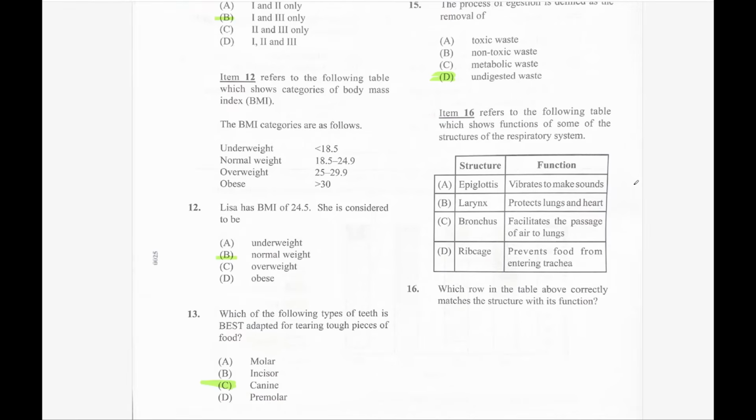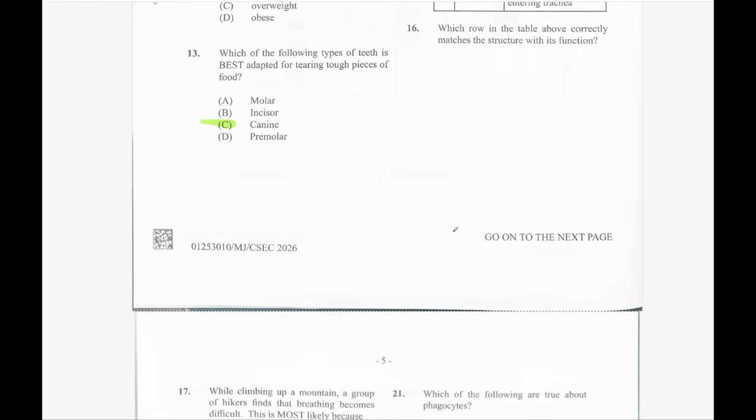Epiglottis vibrates to make sound. That sounds like we talk about the vocal cords, right? So A is wrong. The larynx protects the lungs. What? No. Bronchus facilitates the passage of air into the lungs. That's correct. The rib cage prevents food from entering the trachea. So we know the answer is C for question 16.